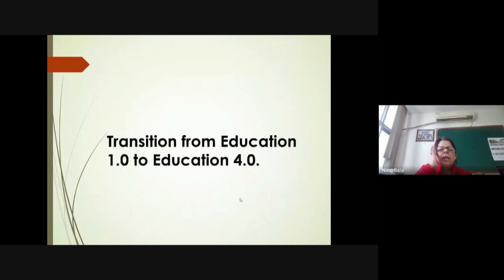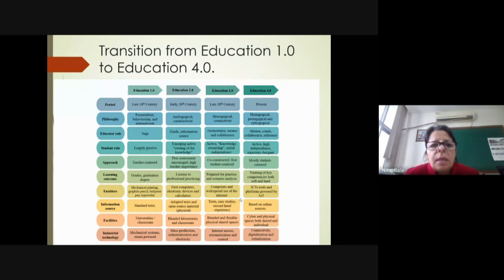But today, in parallel to Industry 4.0, we will talk about the transition from Education 1.0 to Education 4.0. Dear participants, I showed you how we moved from Industrial Revolution 1 and today we are in Industrial Revolution 4.0. Similarly, parallel to that, we have moved from Education 1.0 to Education 4.0, because we are directly connected with industry. So our education system should match the needs of the industry. So this is the transition period.